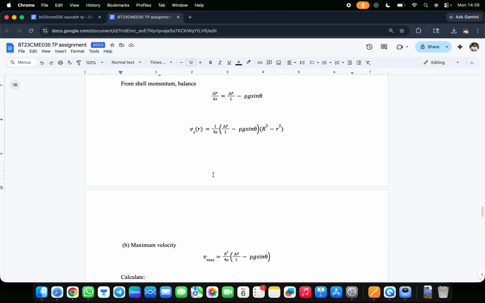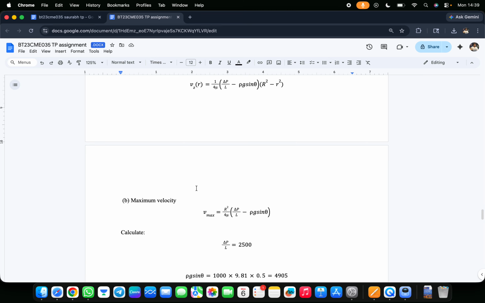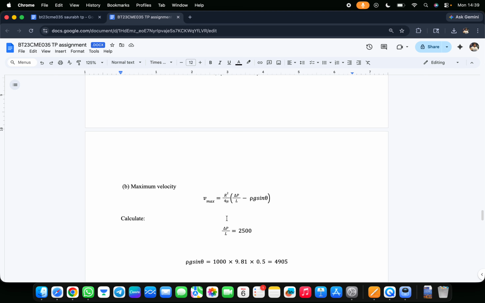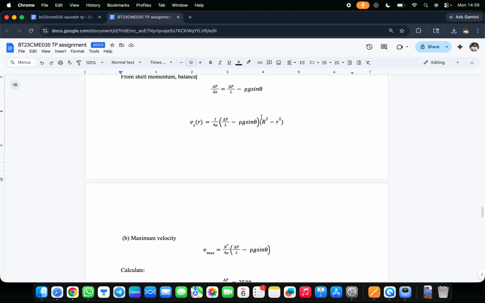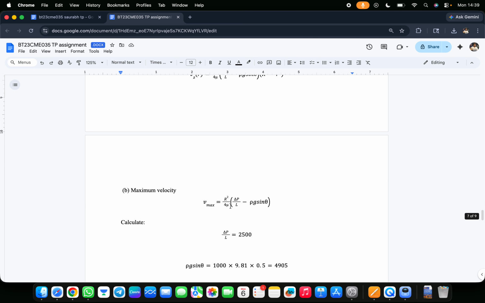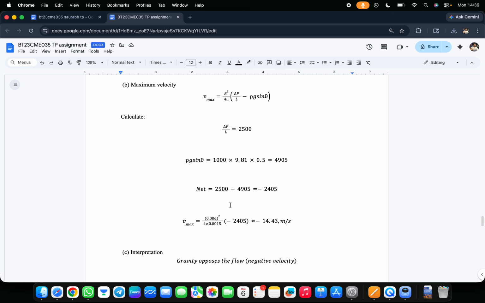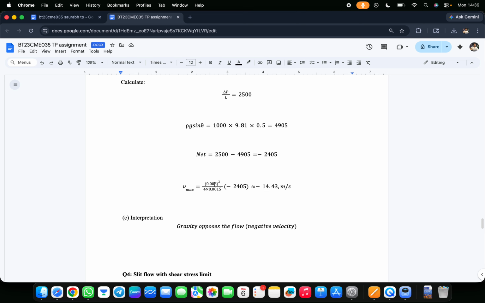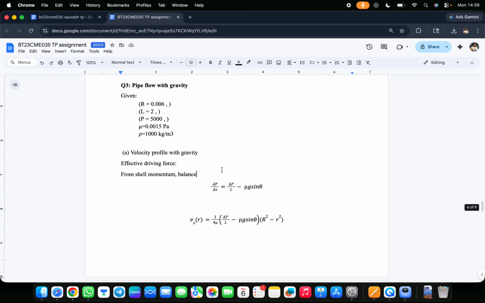So now our vz profile in r will be this by doing the shell momentum balance, and maximum velocity will be where? At r equal to 0. So putting r equal to 0, this will be r square, and del p by l this much, and v max will be that. So maximum velocity should be this, because that much shear stress it will calculate. Now we will see how this vz by vz max equal to this term came.